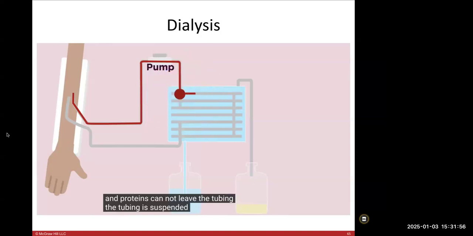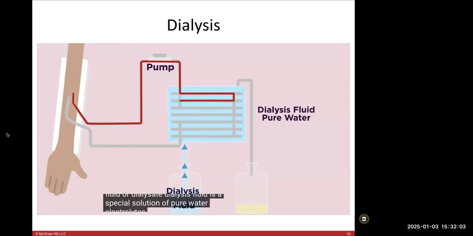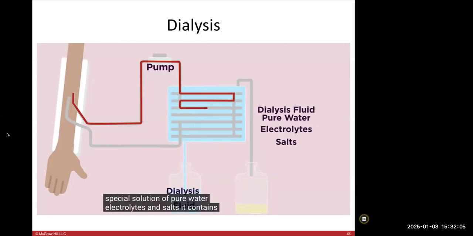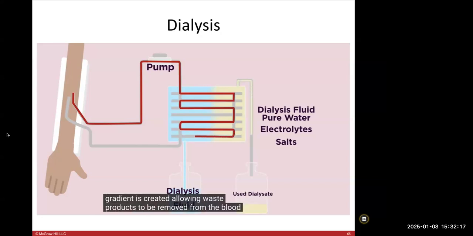The tubing is suspended in dialysis fluid, or dialysate. Dialysis fluid is a special solution of pure water, electrolytes, and salts. It contains no urea or waste products. No waste in the dialysis fluid means as the blood flows through the tubing, a concentration gradient is created, allowing waste products to be removed from the blood and into the dialysis fluid by diffusion.